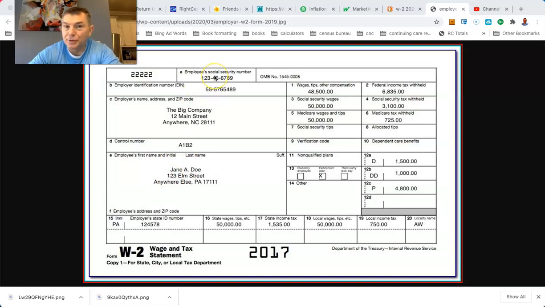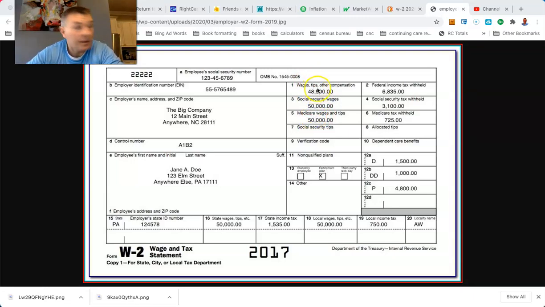You definitely want to make sure your social is in there and your employer's identification number is in there for sure. That's the most important thing. All right, so then we're going to go to the numbered boxes, and you're going to see boxes 1 through 5. Actually, 1, 3, and 5, not 1 through 5. 1, 3, and 5 are your wages.